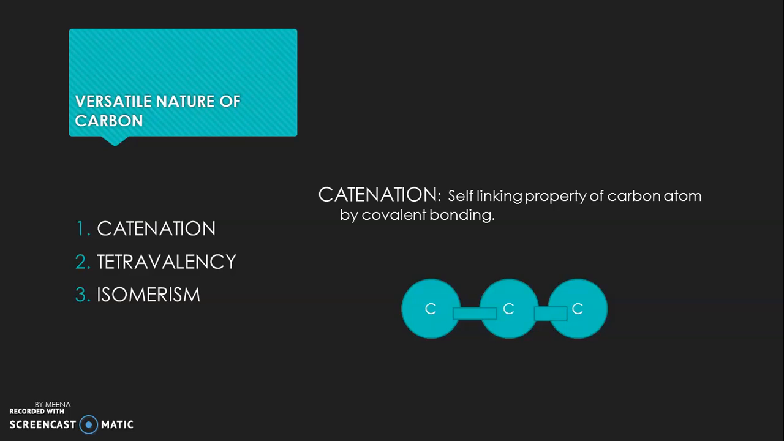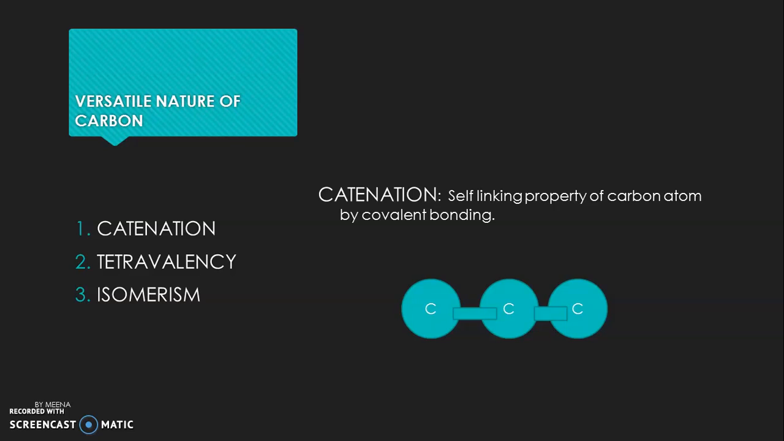Now what makes carbon so versatile? Though it is present in a very minimum amount, it has 3 million carbon compounds. So there are 3 unique properties of carbon, that is catenation, tetravalency and isomerism. Let us see them one by one.